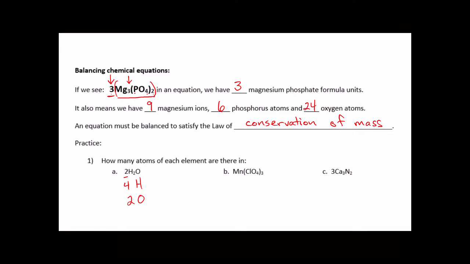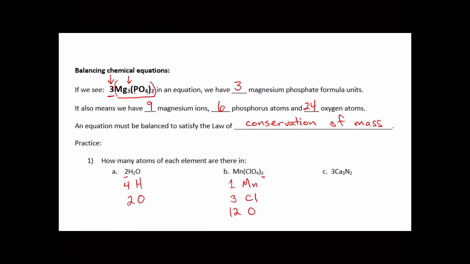Okay, how about this next one? So MnClO4 3. So manganese, we just have 1 of, because that 3 out there in the parentheses only goes for what it directly follows, which would be what's inside of the parentheses. So we just have 1 manganese. We do have 3 chlorines, because of the 3 times 1 there. And then if you do 4 times 3, or 3 times 4, we get the number of oxygens. So we get 12 oxygens.